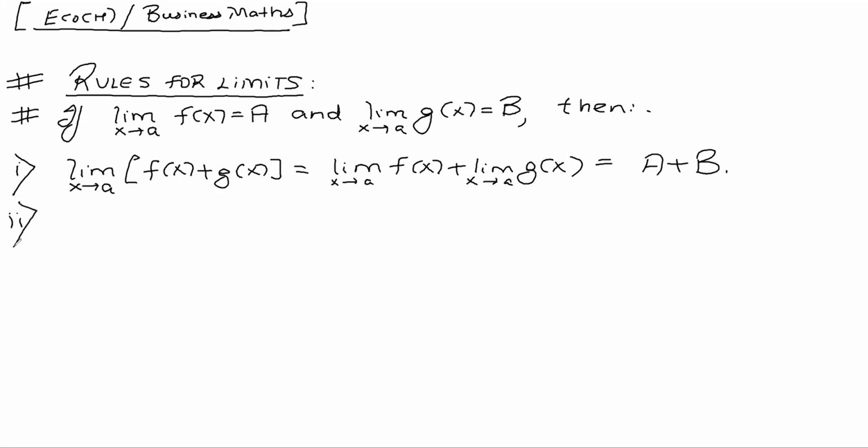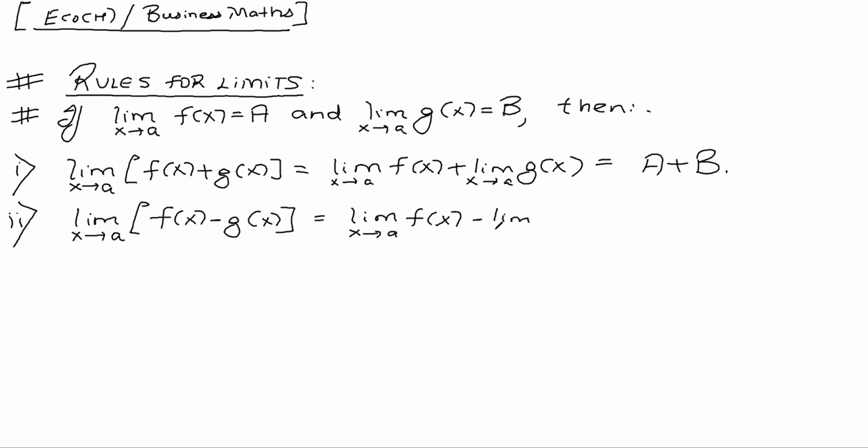Second rule, limit as x tends to a. Suppose I take the difference of the two functions. Then again I can separate it, and I can write it like this, where we know that the value is nothing but A minus B. So I can say limit of the difference is the difference of the limits. First rule says limit of the sum is the sum of limits. Second rule says limit of the difference is the difference of limits.